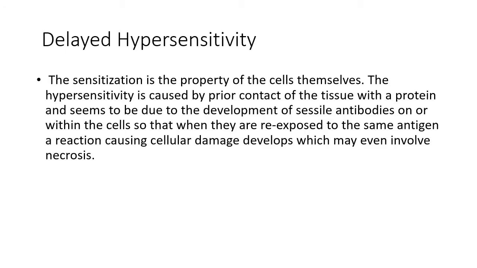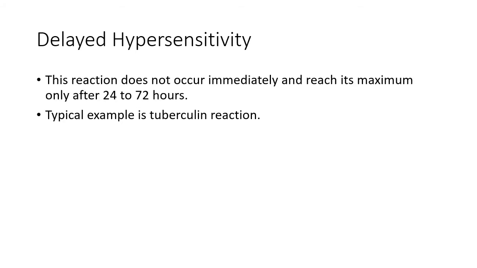Delayed hypersensitivity: the sensitization is the property of the cells themselves. The hypersensitivity is caused by prior contact of the tissue with a protein and seems to be due to the development of sessile antibodies on or within the cells, so that when they are re-exposed to the same antigen, a reaction causing cellular damage develops, which may even involve necrosis. So this is a delayed hypersensitivity reaction. This reaction does not occur immediately and reaches its maximum only after 24 to 72 hours. A typical example is the tuberculin reaction.